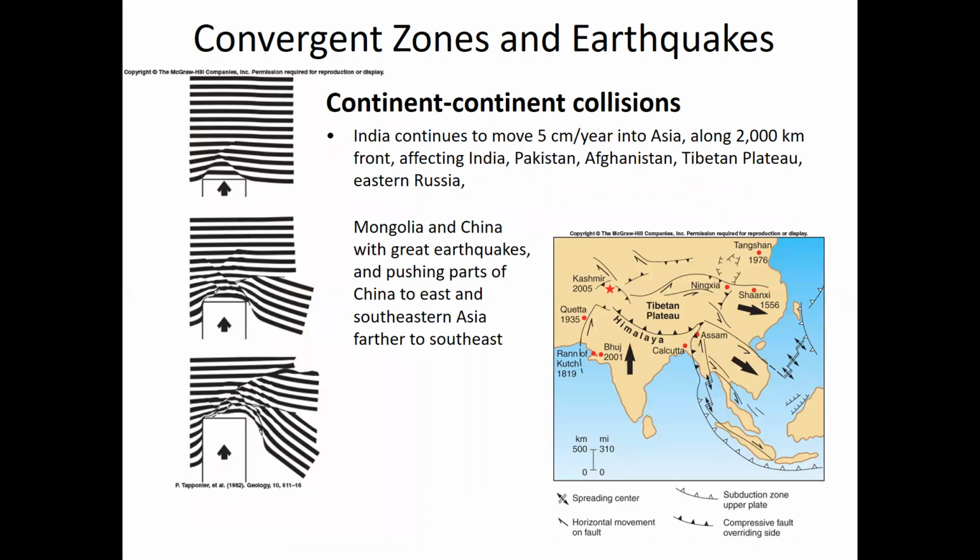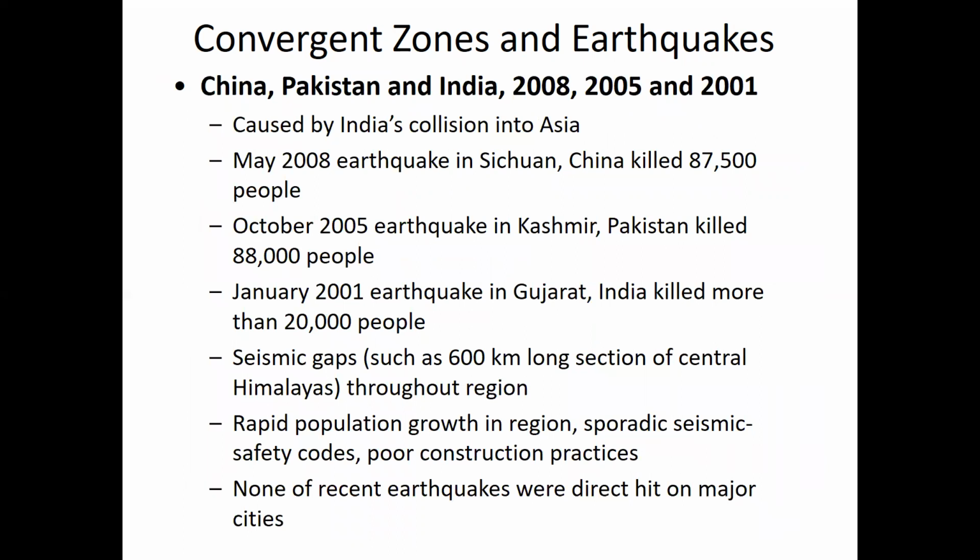So India continues to move north about 5 centimeters per year into Asia, and this is occurring along a 2,000 kilometer long front. And this deformation resulting from this collision is affecting India, Pakistan, Afghanistan, Tibet, the Tibetan Plateau, part of China, and, well, it depends who you ask, and then Eastern Russia. So Mongolia and China have had great earthquakes as a result of this convergence. Some of the most significant earthquakes in history have occurred in this region.